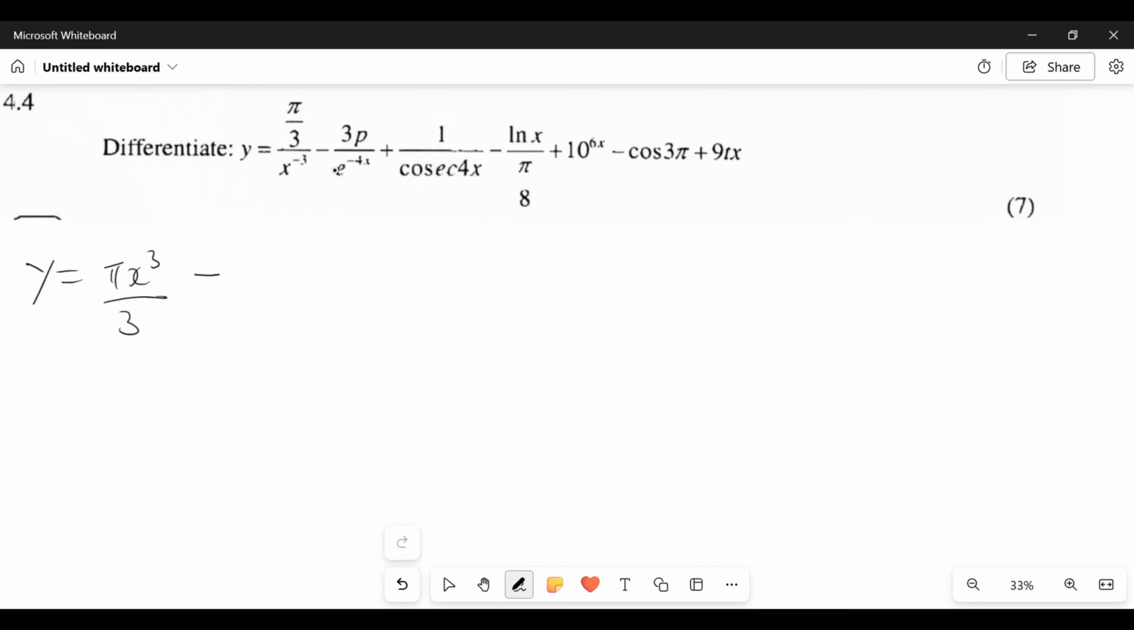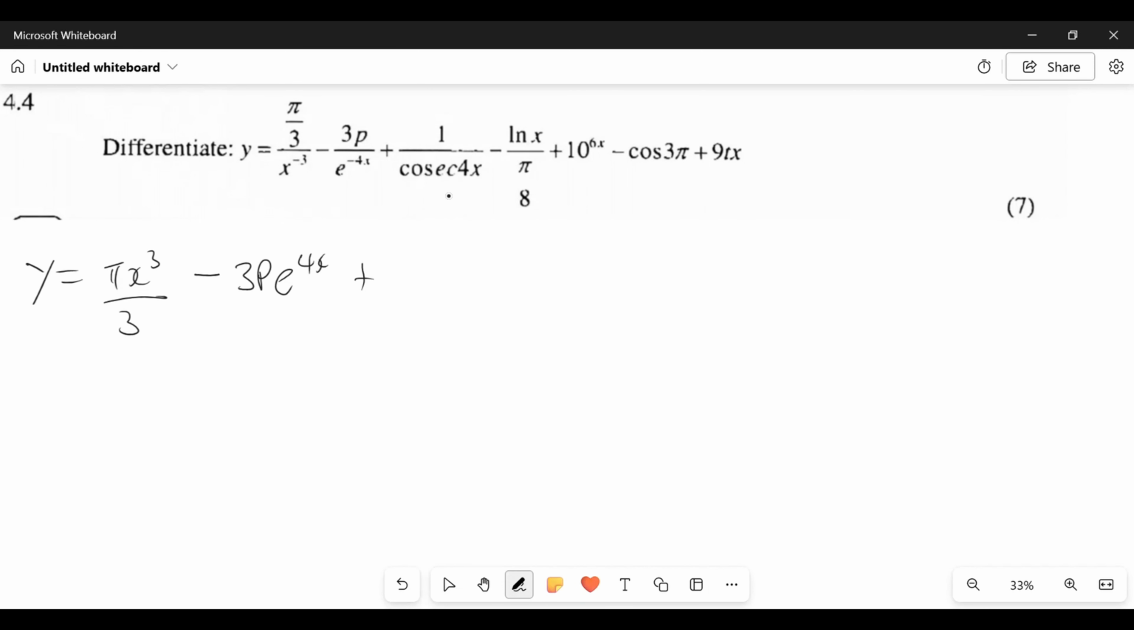Now we go to the second one. We simplify it as well. We have e to the power of negative 4x. So we also need to take this e to the numerator. So we're going to write 3p, and then we have e to the power of 4x. Remember, the sign changes when the base goes to the numerator or the denominator, depending on where we are taking our base. And then we have this third term.